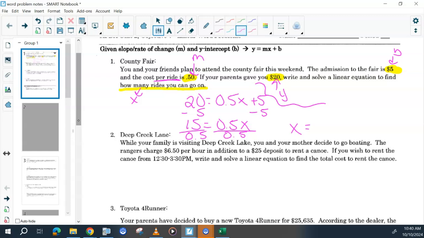30. And because these are word problems, we need to put labels or units. 30 what? What are we looking for? Rides. 30 rides. And then I should be able to put this back in for x, and this should work. So if I did 30 times 0.5, or 30 divided by 2, that would give me 15. 15 plus 5 is 20, so I know that works. Do you have any questions on that one?